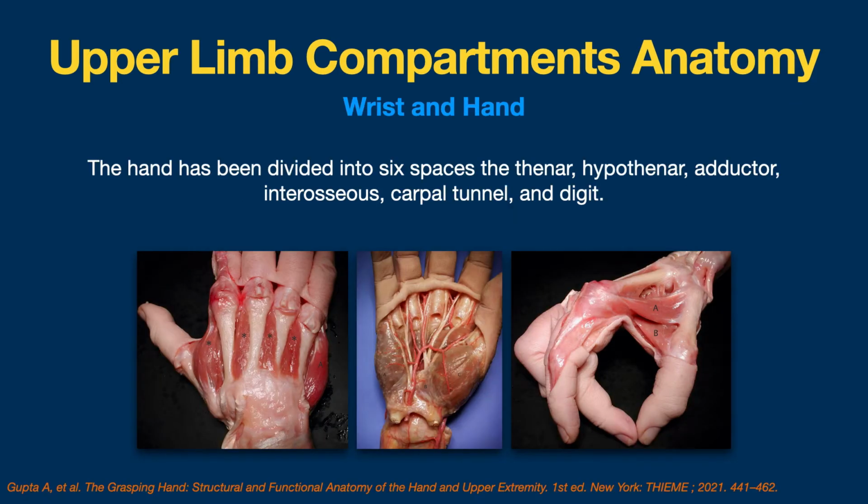Wrist and hand. The hand has been divided into 6 spaces: the thenar, hypothenar, adductor, interosseous, carpal tunnel, and the digits.